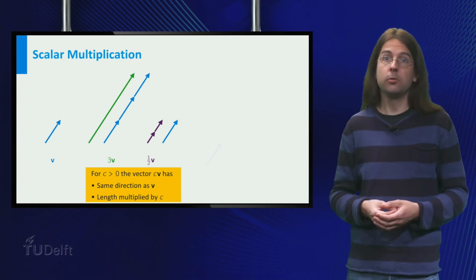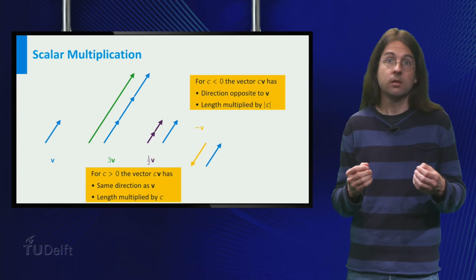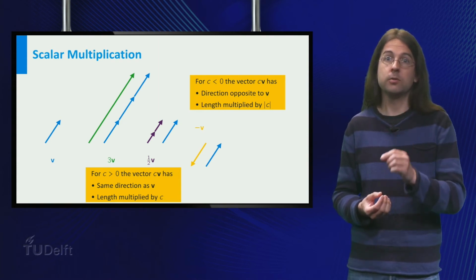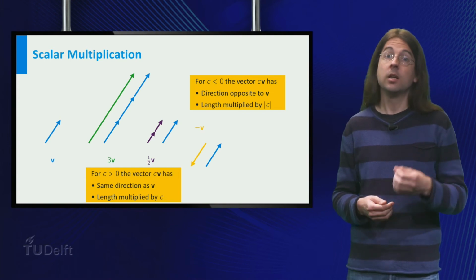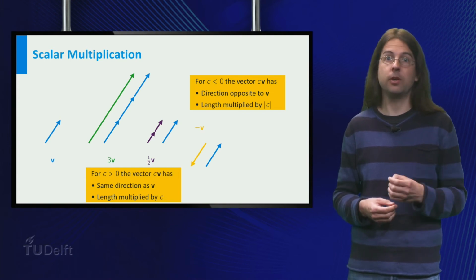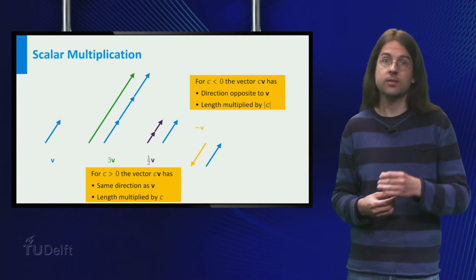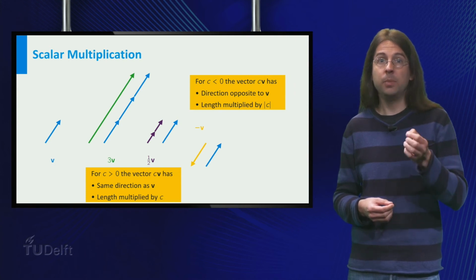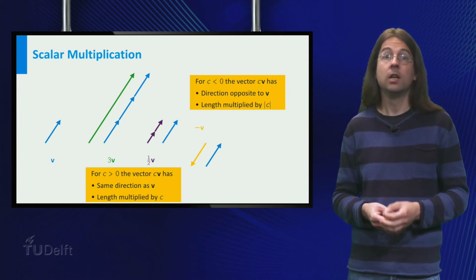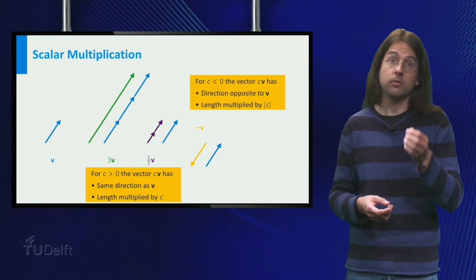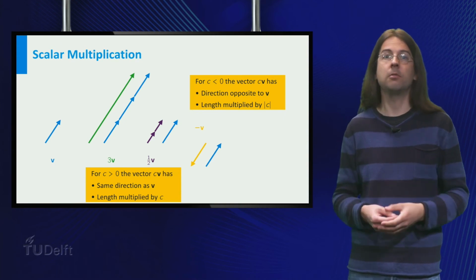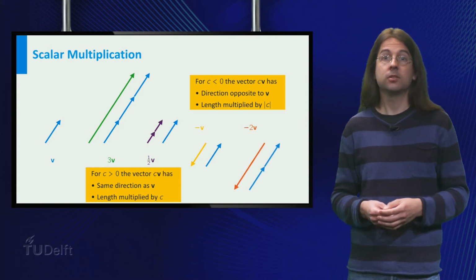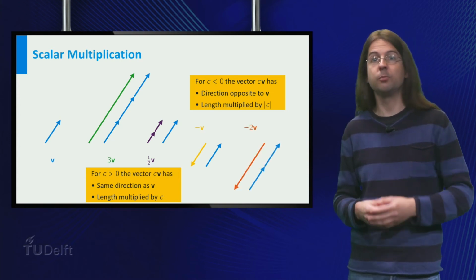We can also multiply a vector by -1. If we multiply by -1, we flip the direction of the vector to its opposite value. The length is multiplied by the absolute value of -1, that is 1, so it stays the same. In this way, we ensure that v plus minus v equals 0, where we use the 0 vector, the unique vector that has length 0 on the right hand side. If we multiply by -2, the direction is flipped and the length is multiplied by 2.